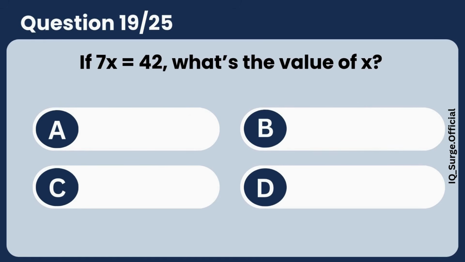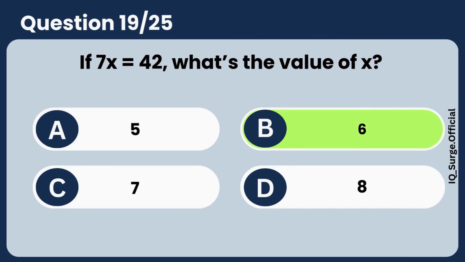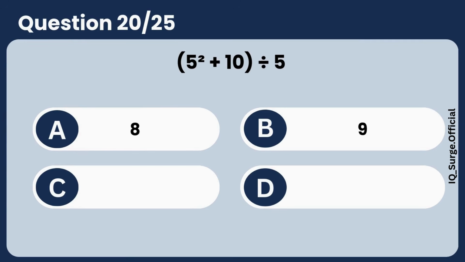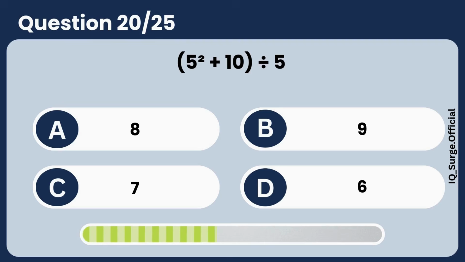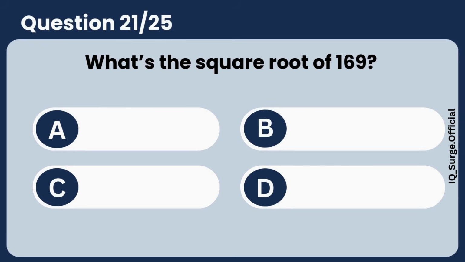If 7x equals 42, what's the value of x? Answer 6, easy algebra. Solve. It's 7. That was fun. What's the square root of 169?